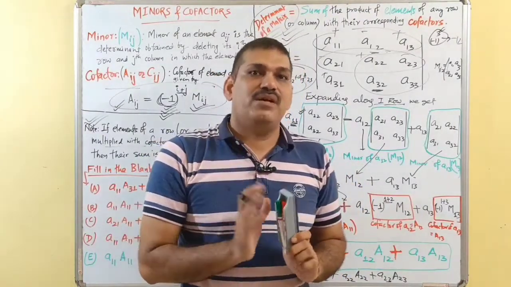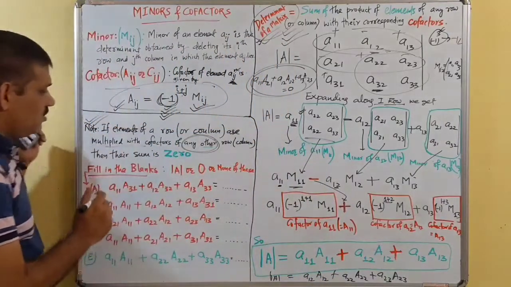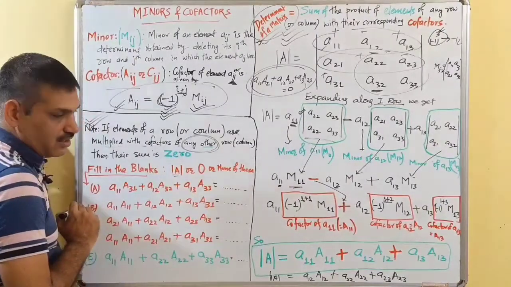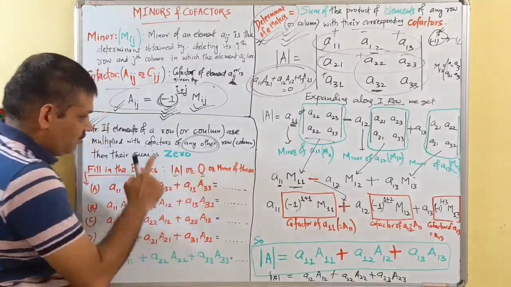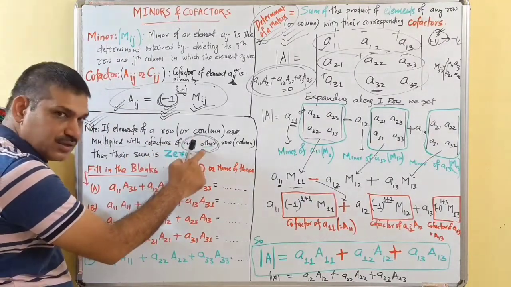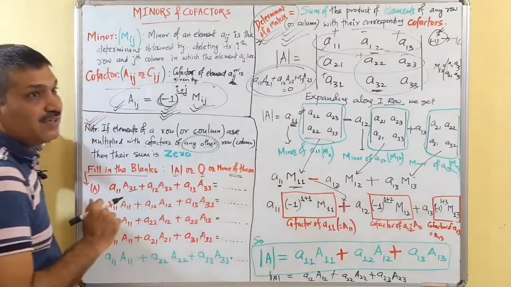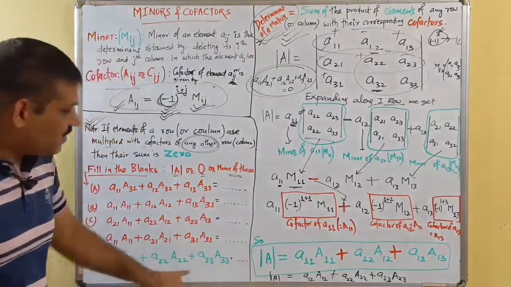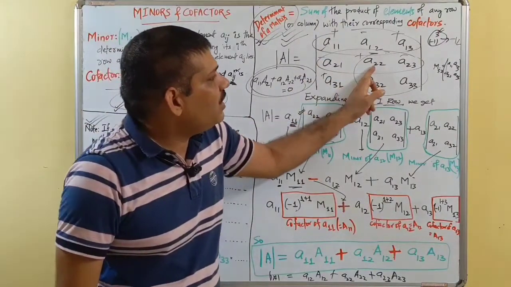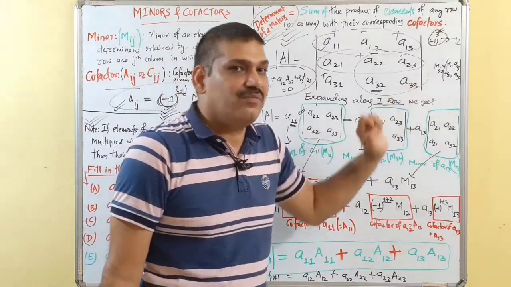In most competitive exams, this has been asked. This is the question. We have to fill in the blanks. The value of this expression will be either the determinant of A or 0, because if we take a row and multiply it by the cofactors of another row, we get 0. And what about none of these? Suppose I take the last part specially. A11 is multiplied by capital A11, A22 is multiplied by capital A22, A33 is multiplied by the cofactor of A33.